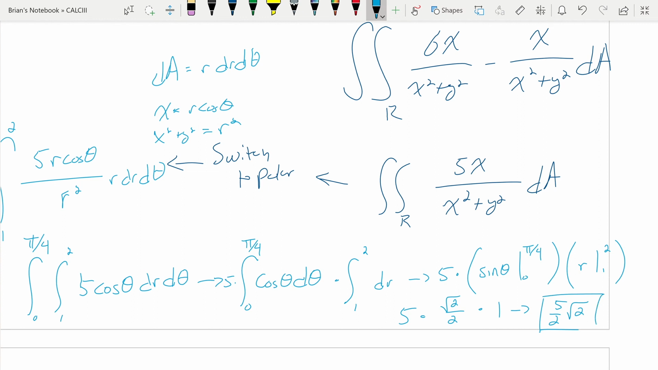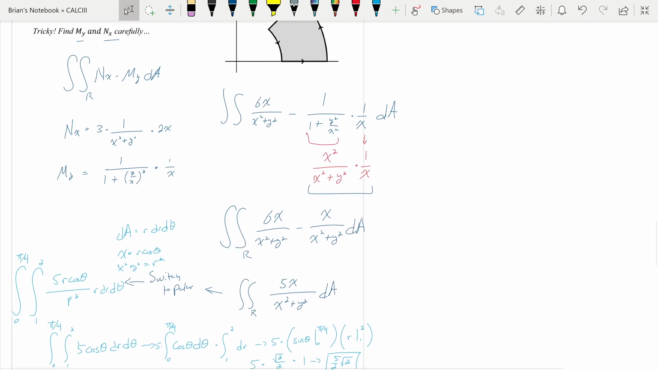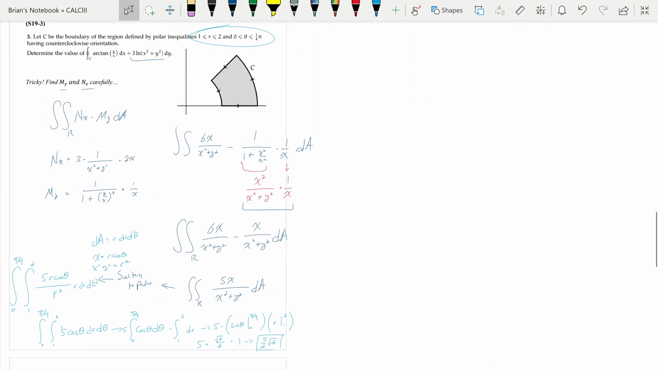Some nice polar conversions. Okay, are there any questions on that one? It looks tricky, but you can work through it. You can work through it. All right, cool.